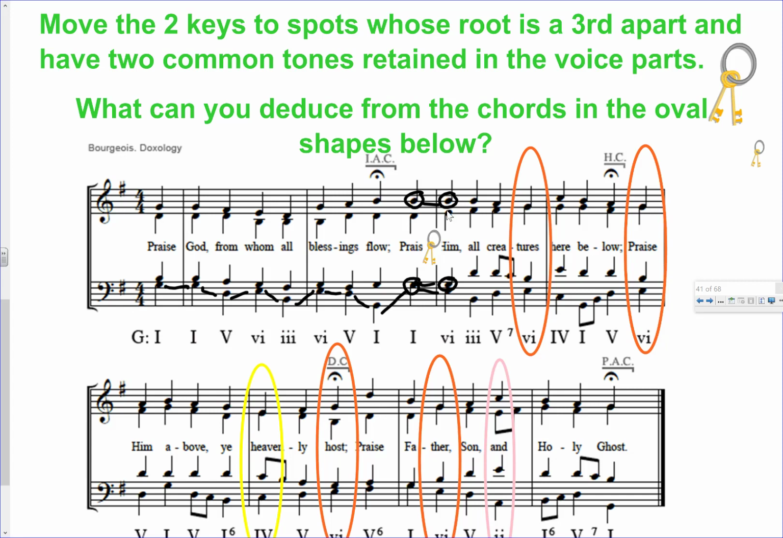Let's continue on and see if we can find the one other spot where you have a root that is a third apart and have two common tones retained in the voice parts. So that's a fourth. Looks like it's right here. You have bass motion of a third. Let's bring the golden key over here. And you can see that when the bass has a motion of a third, you'll have two common tones retained in the same voice, and the other voice will have to supply the missing chord tone.